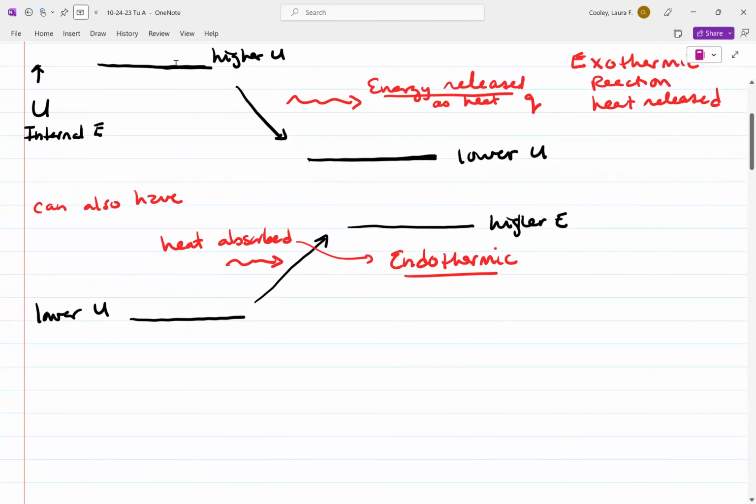Now, the reason why some reactions are uphill, like this one down here, and some reactions are downhill, has to do with what is actually going on with the bonds in that reaction. The making and the breaking of bonds during a chemical reaction is largely responsible for what the change in internal energy is in a particular reaction.